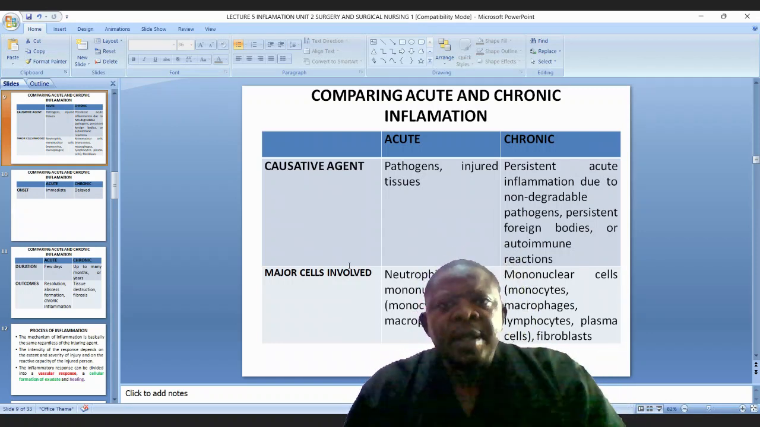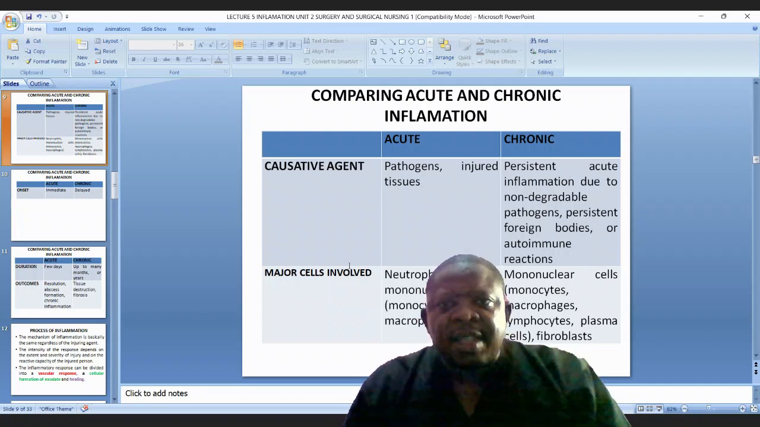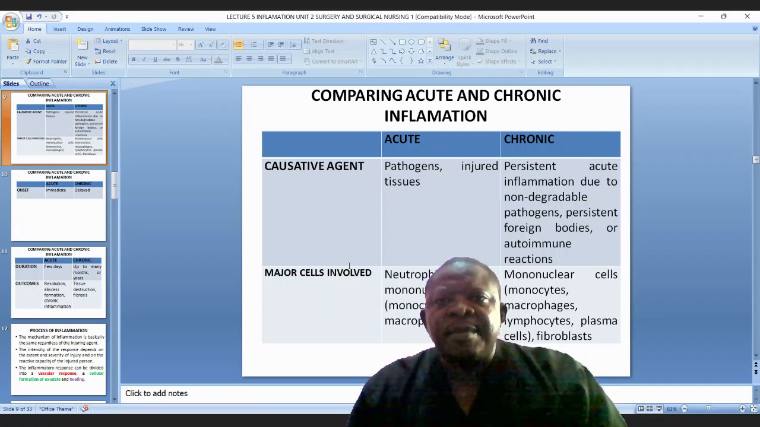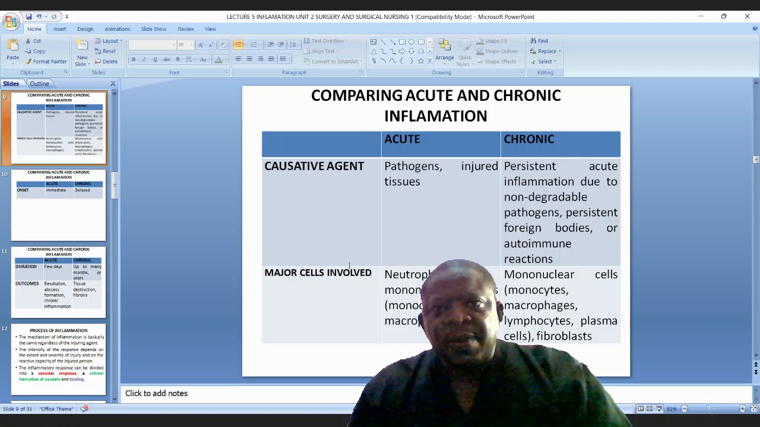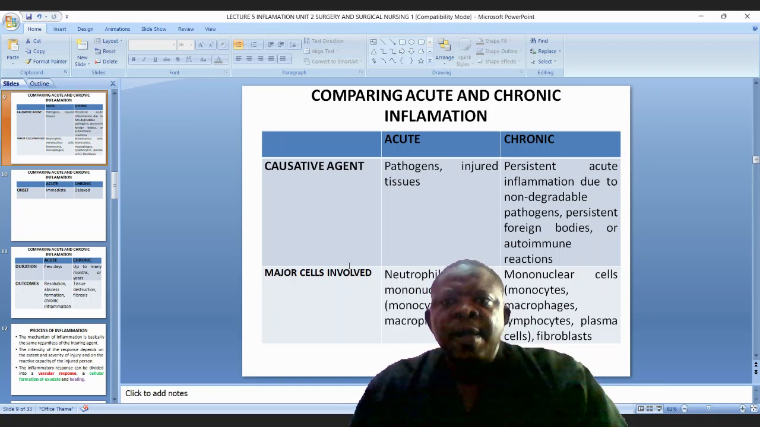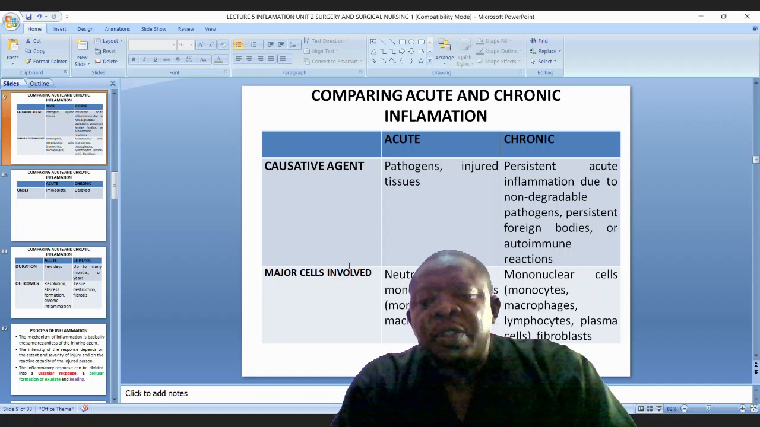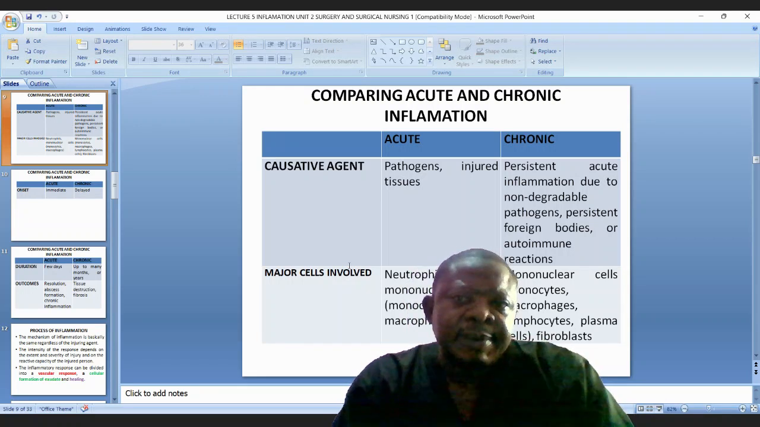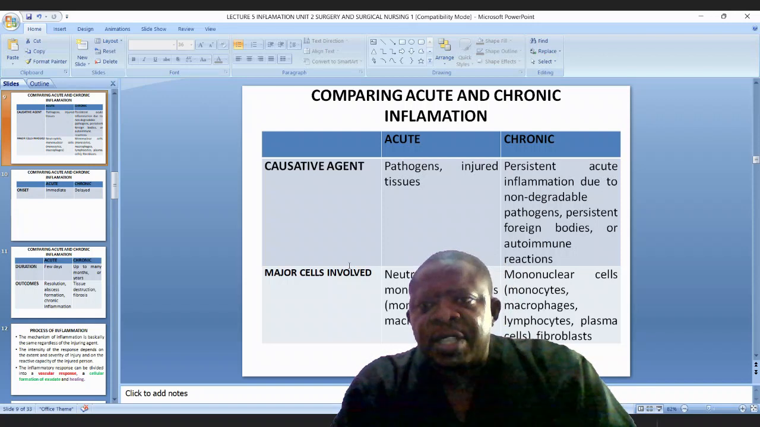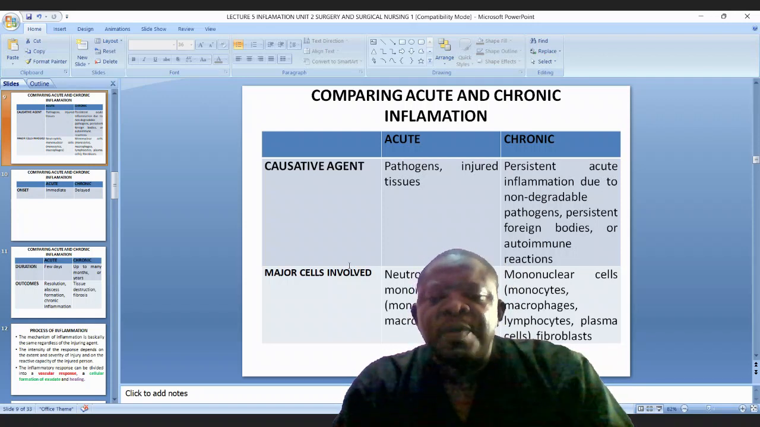So, in terms of causative agents, acute inflammation may come because of pathogens or injured tissues. Now, for chronic inflammation, this may come because of persistent acute inflammation that may be due to non-degradable pathogens, or chronic inflammation may come due to persistent foreign bodies or autoimmune reactions.